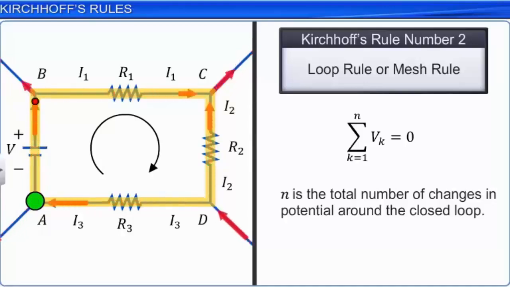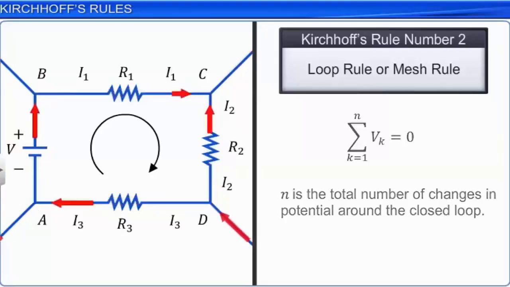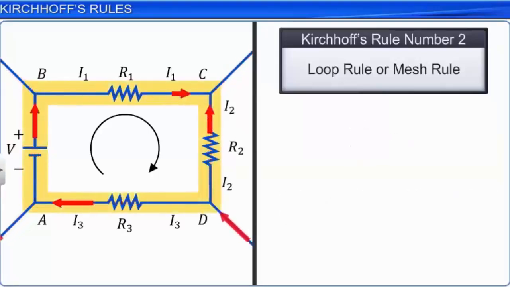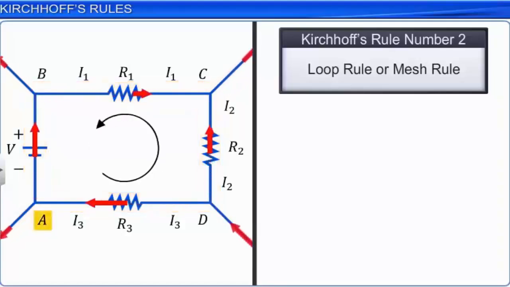ABCDA is one of the closed loops in a complicated circuit. Starting from any point in the loop, we walk through the loop either in a clockwise or anti-clockwise direction and write down the change in potential. Let us start from point A and walk through the loop in the clockwise direction, that is, ABCDA, and note down the change in potential.